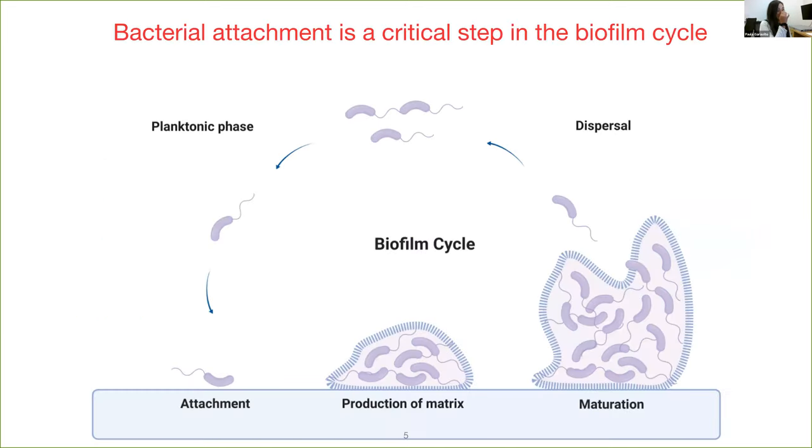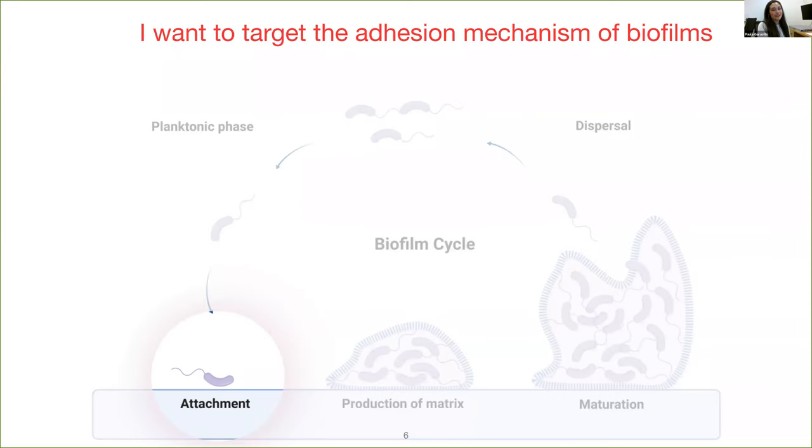If we take a look at the biofilm cycle again, one of the most critical points in this cycle is the attachment step, because this is what first determines if the bacteria can even form the biofilm or not. It's important to highlight that this is a really well-studied and conserved mechanism in gram-negative bacteria, the adhesion step. And therefore, this is what my target was: how can we inhibit the biofilm formation? So, focusing a little more on the attachment step.